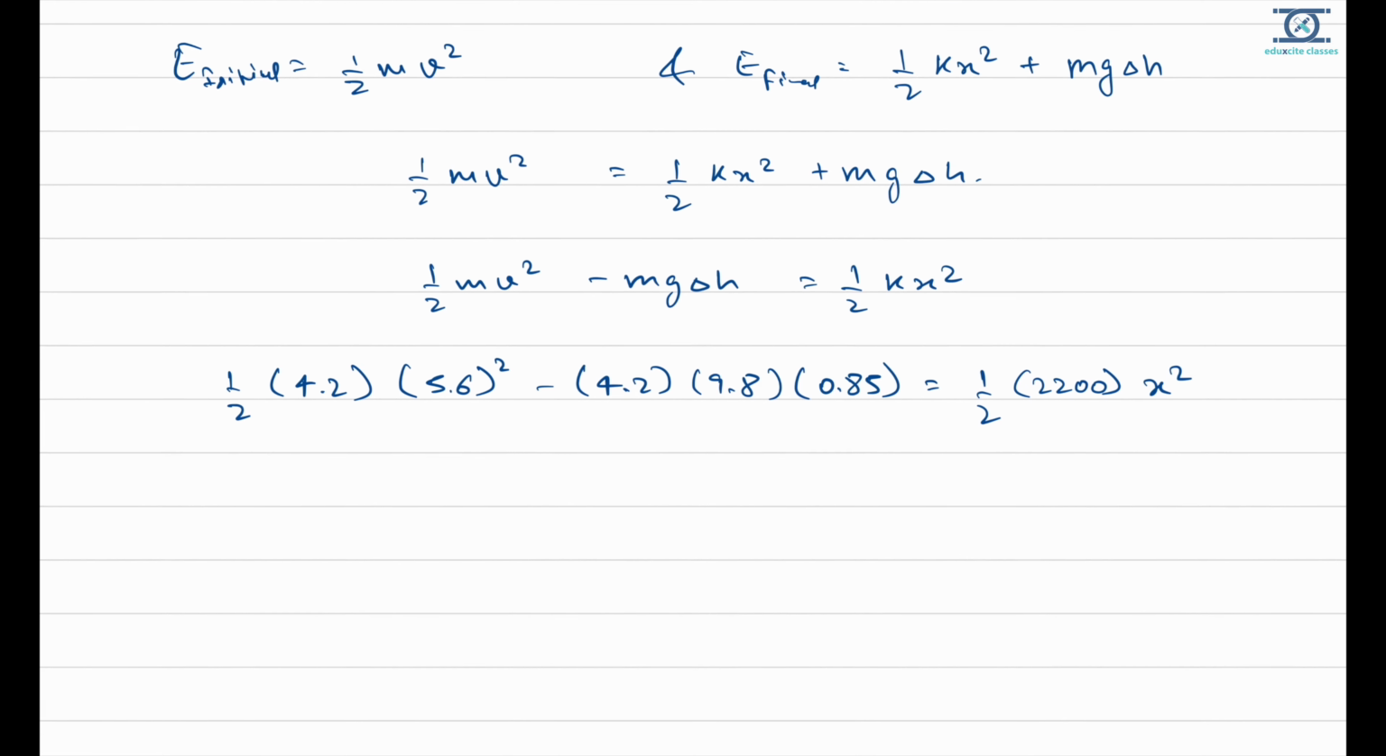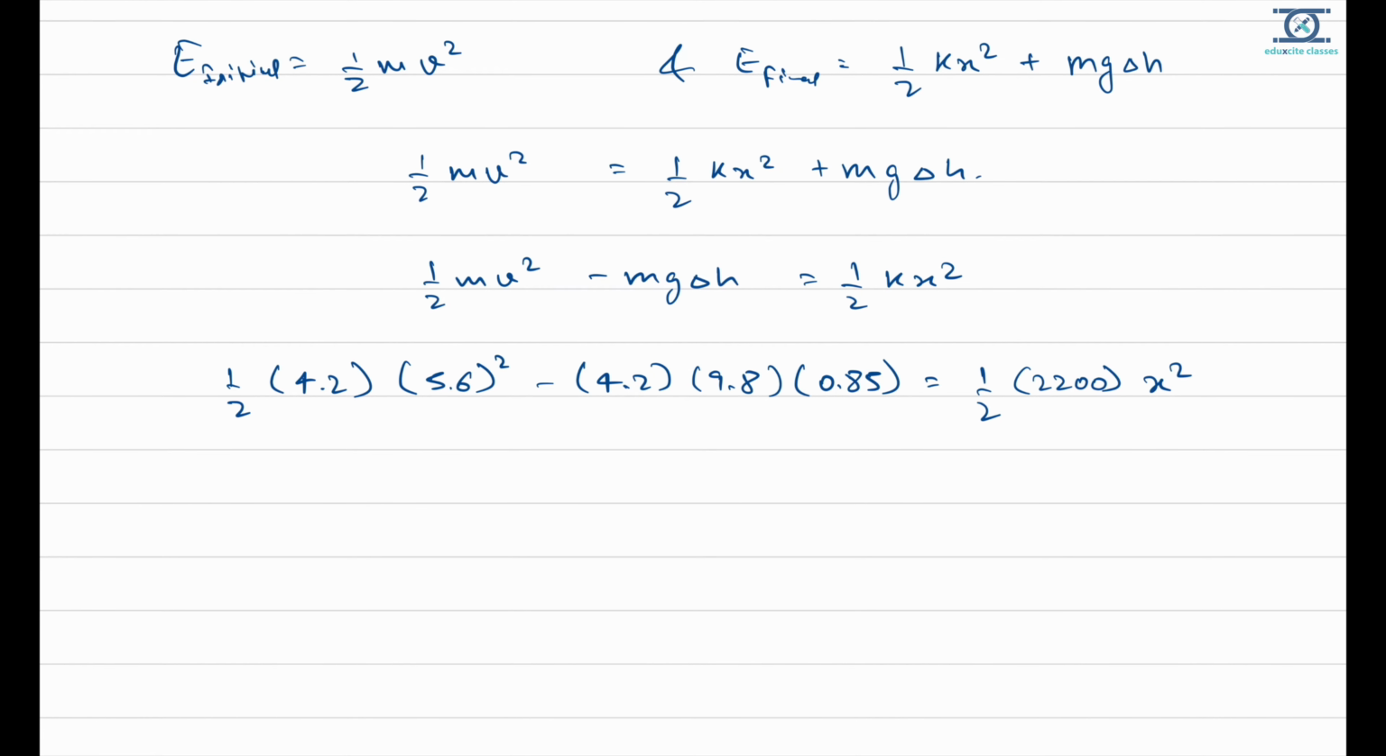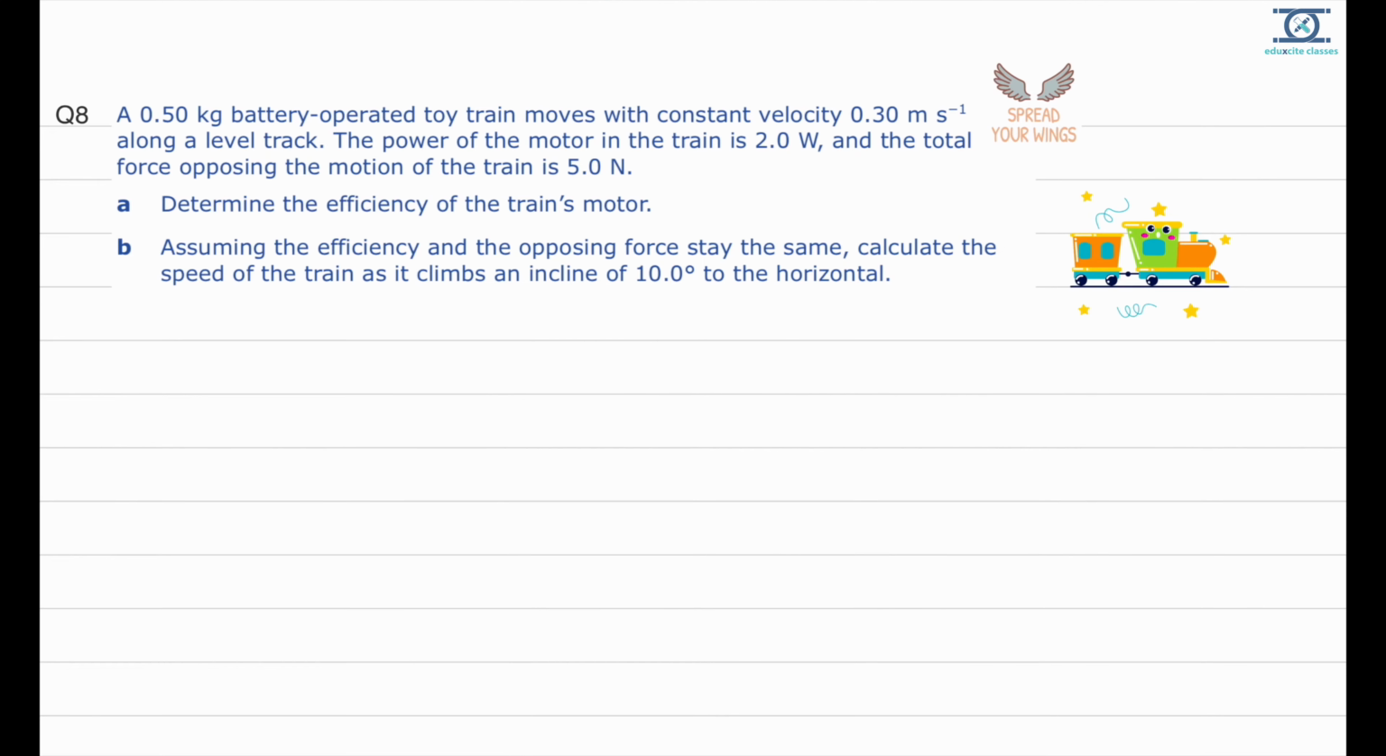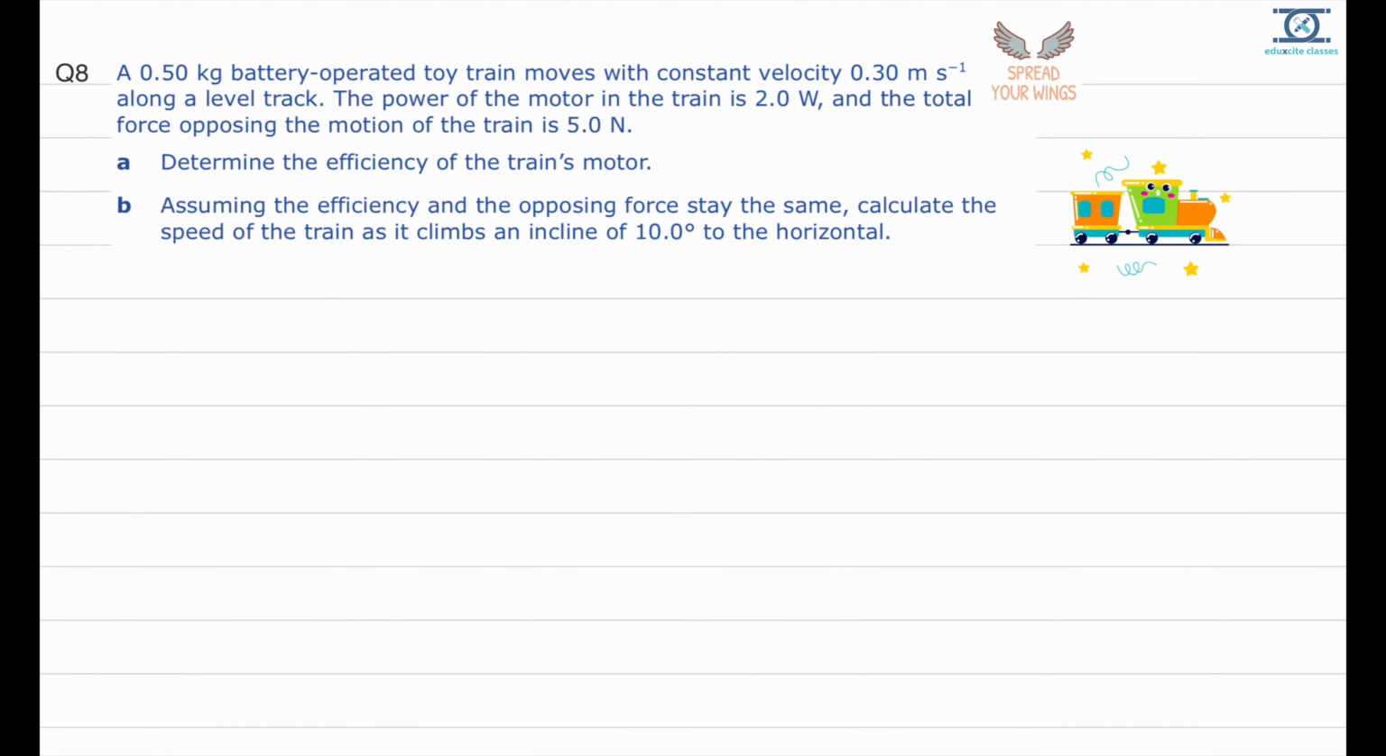Now use your calculator. I hope everybody knows how to solve this simple equation. You can just put the values in your calculator. You will get x, in two significant figures, something around 0.17 meter. So this will be the compression in the spring at the height as per the question. I hope it is quite easy. If you have any doubt, just comment below. Now try question number 8, pause the video and solve.